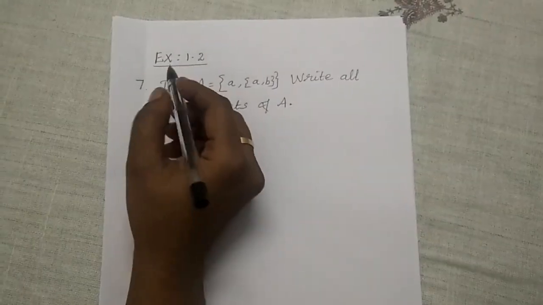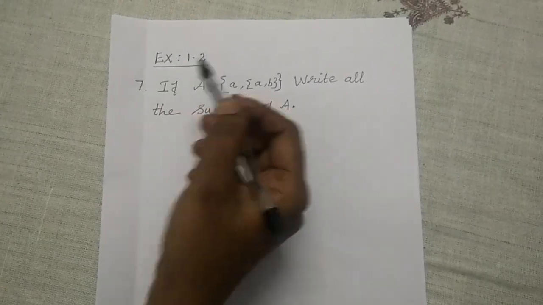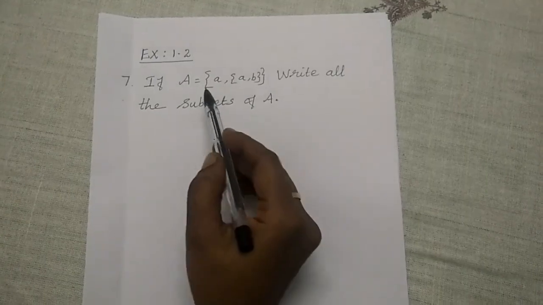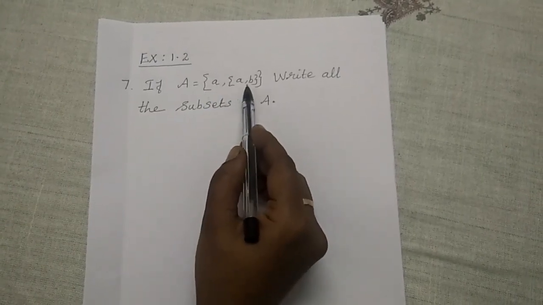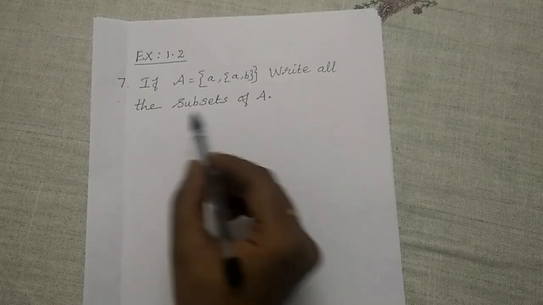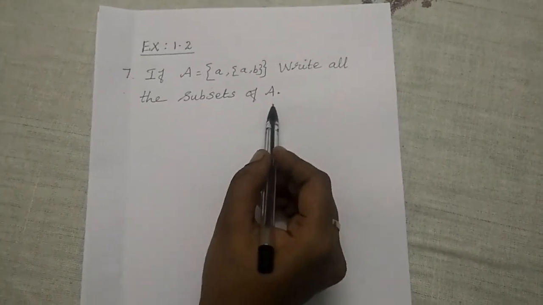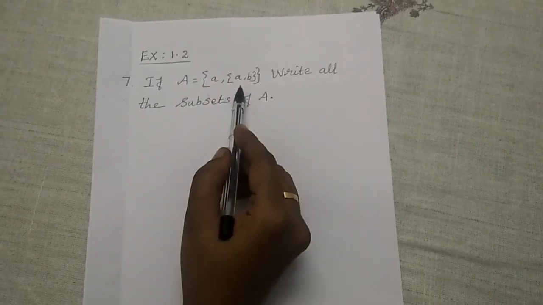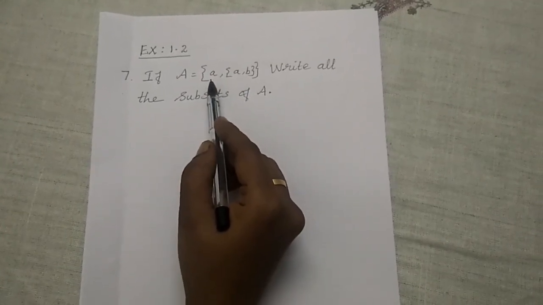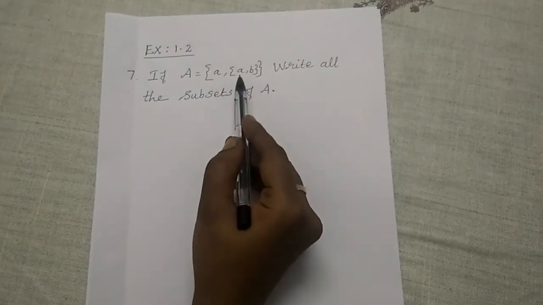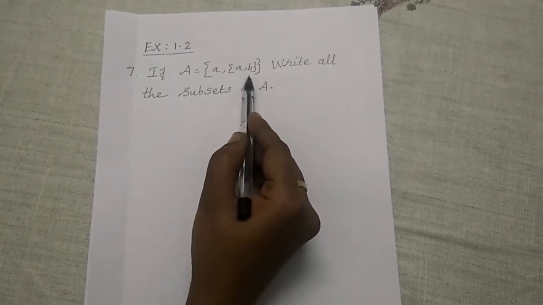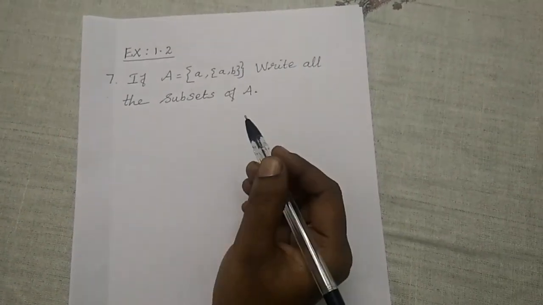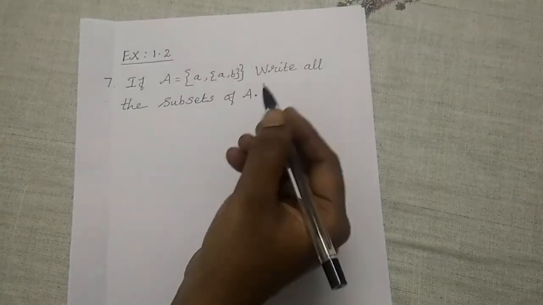Next we are going to see exercise 1.2, 7th sum. If A is equal to set of A comma set of A comma B, write all the subsets of A. Here set A, two elements are given. What are the elements? A is one element, set of A comma B is another element. This is together one element. Okay, then we have to find out the subsets of A.